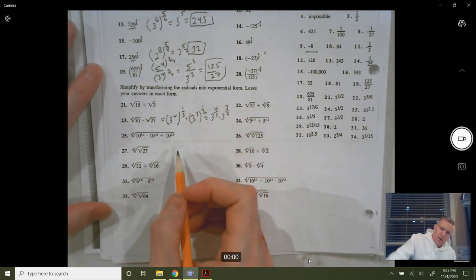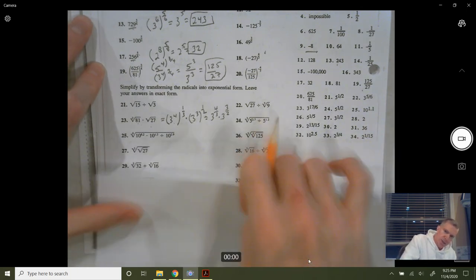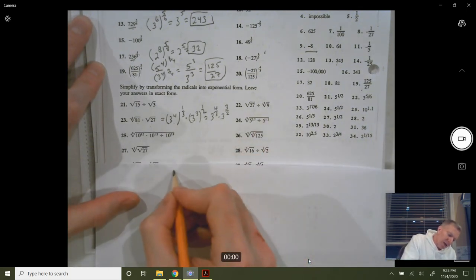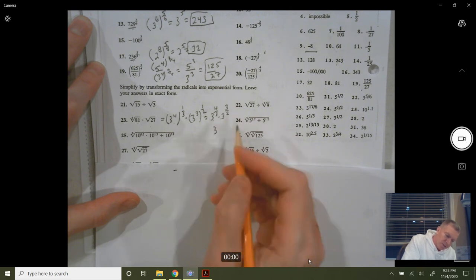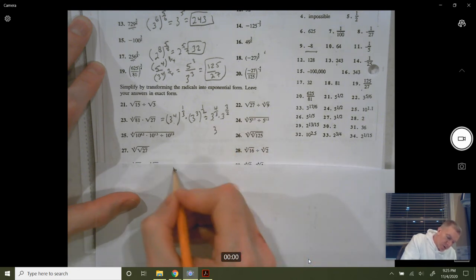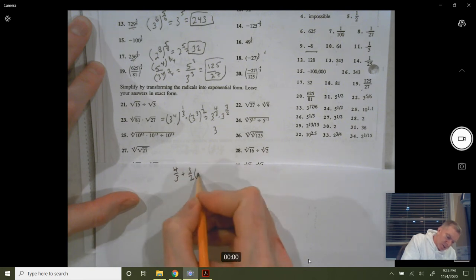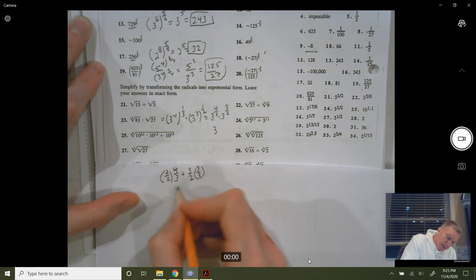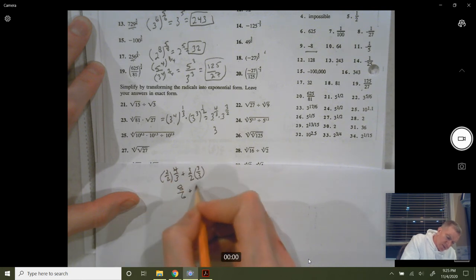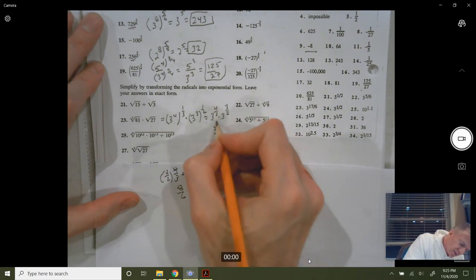Okay, so you can go off to the side or on another page and say, I know I'm multiplying these, so I get 3 to the 4/3 plus 3/2. 4/3 plus 3/2, so 3 over 3 and 2 over 2, I get 8 over 6 plus 9 over 6, 17 over 6, 3 to the 17 over 6.